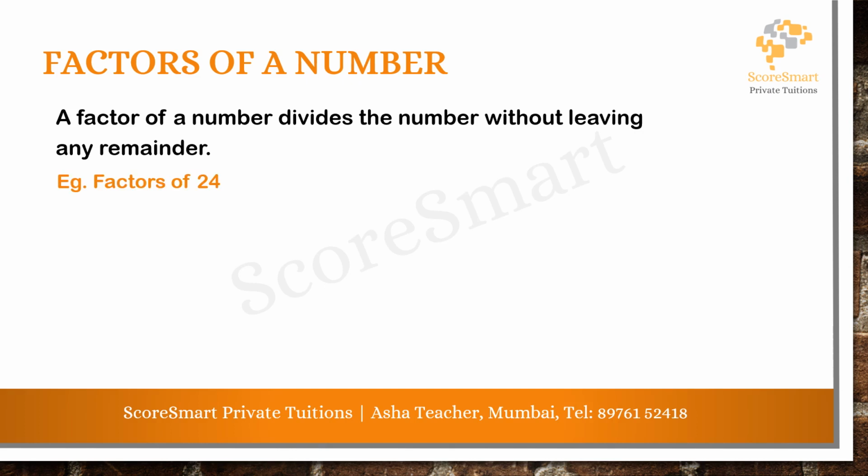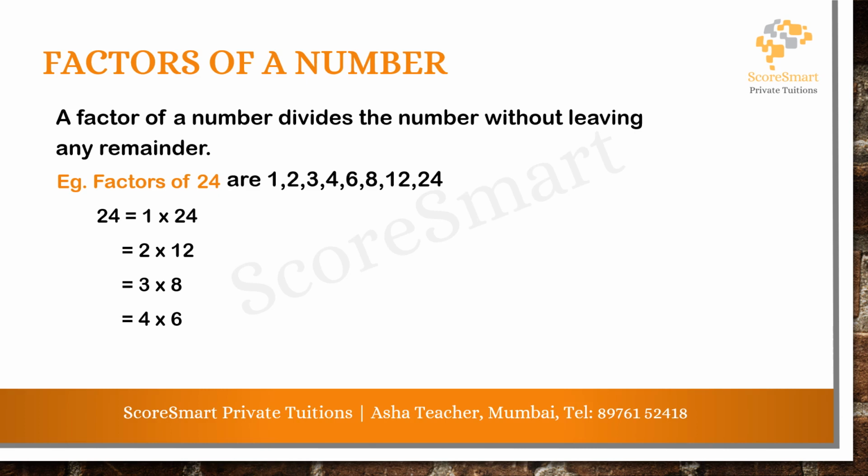Factors of 24. We say 24. 24 is 1 into 24, 2 into 12, 3 into 8, 4 into 6. It is not divisible by 5. Then we come to 6. Since 6 we have already written, so we stop at this. So what are the factors of 24? 1, 2, 3, 4, 6, 8, 12 and 24.